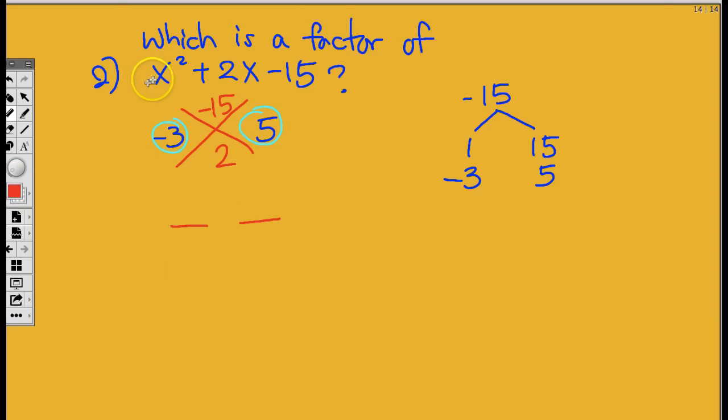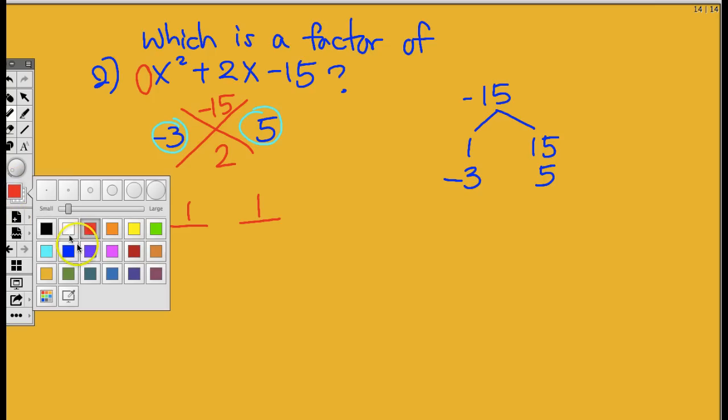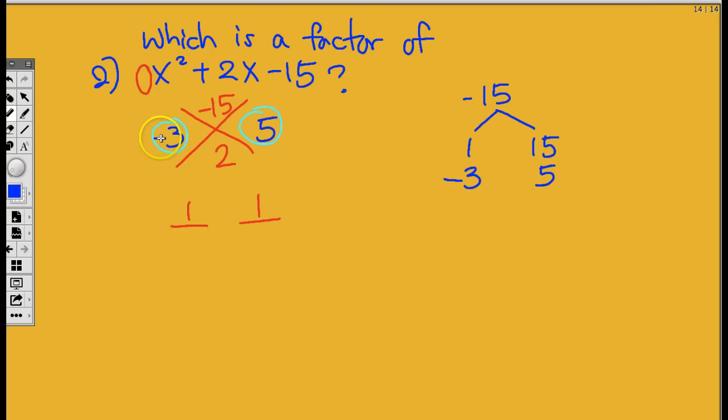And then I'm going to go ahead and put my leading coefficient. If you see nothing next to the x squared, that's a 1. So I put 1 on top. And then what do I put at the bottom? Yes, I'm going to put my negative 3 and my 5. Those are my two answers, right?